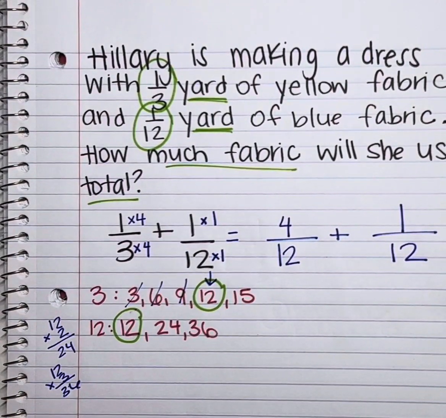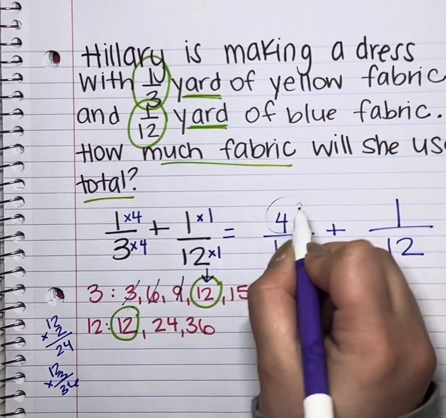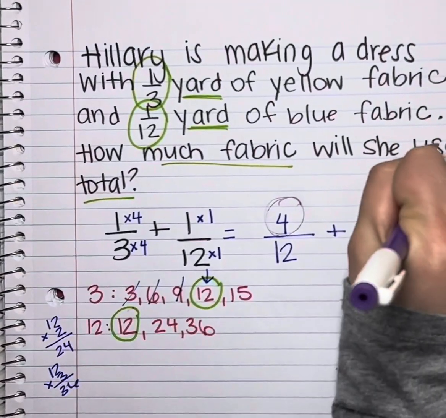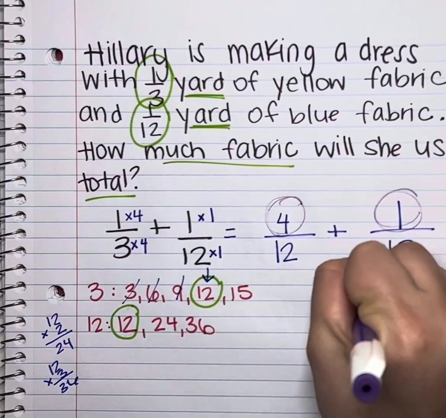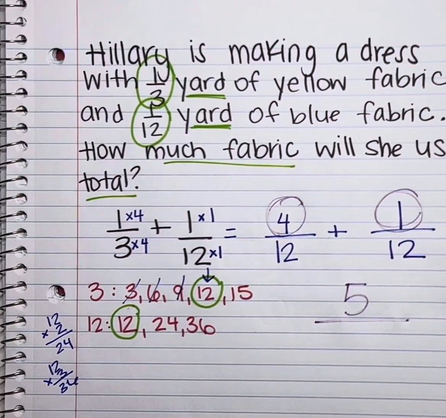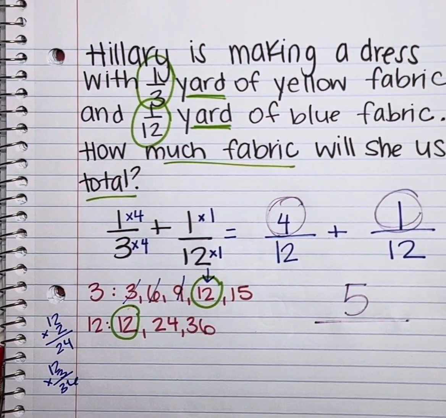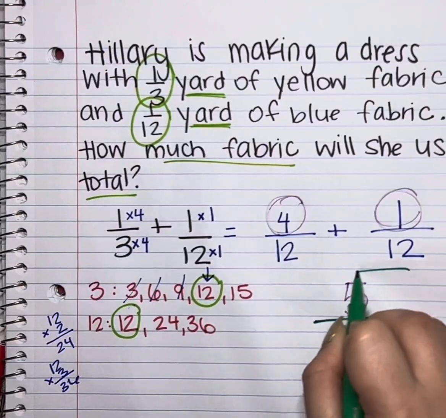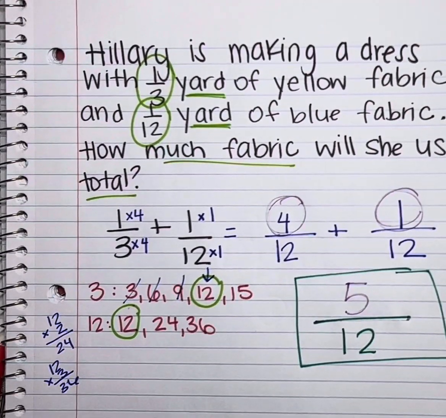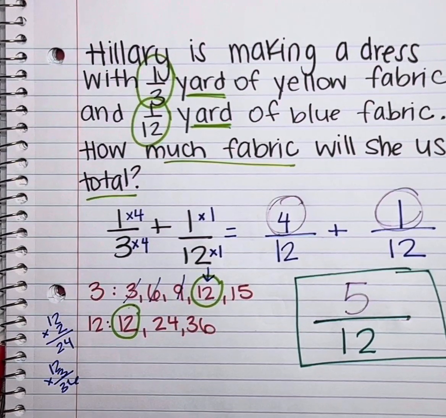Okay, next step, we add only the numerators, only the top number, 4 plus 1. Easiest question of the day, 4 plus 1 gives us 5. And that denominator, we're keeping our common denominator of 12. Final answer, 5/12. All right, fifth graders, that was our notes for today.